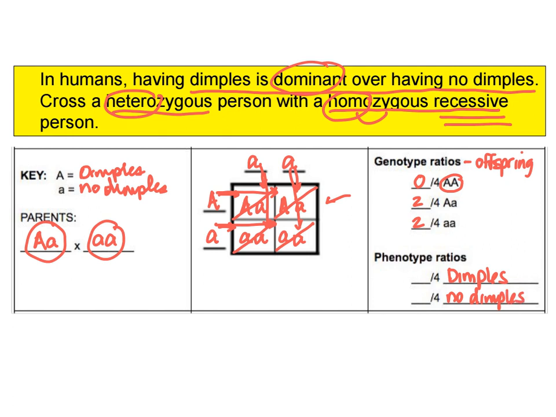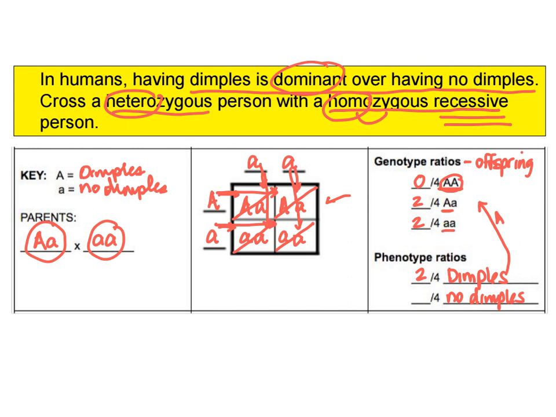Now I need to use the genotypic ratios to help me find out how many of each of those phenotypes I'm going to have. In order to have dimples, I need to have a dominant allele, which is the big A. I can see that there are dominant alleles here. However, there aren't any offspring that have that, but there are 2 offspring that have big A, little a. So 2 out of the 4 of the offspring are going to be dimpled.